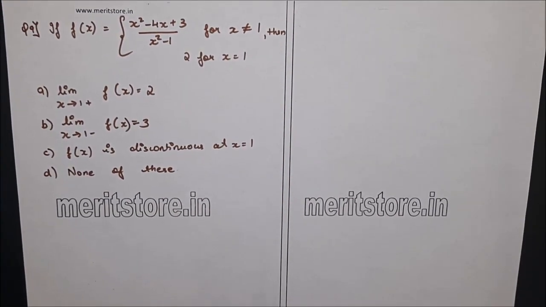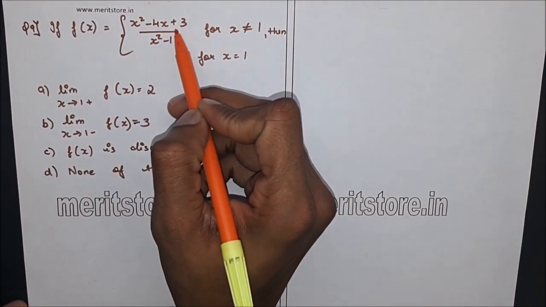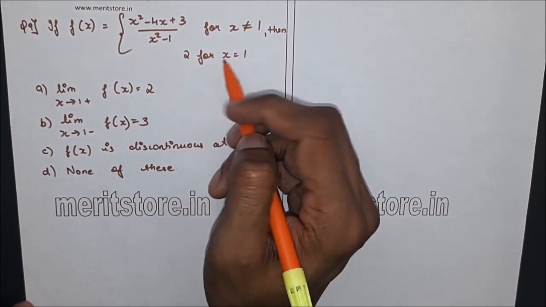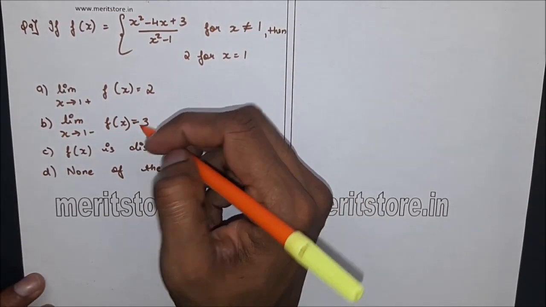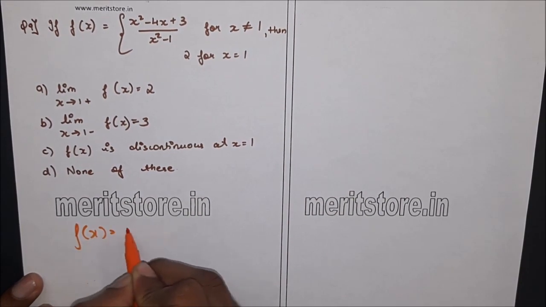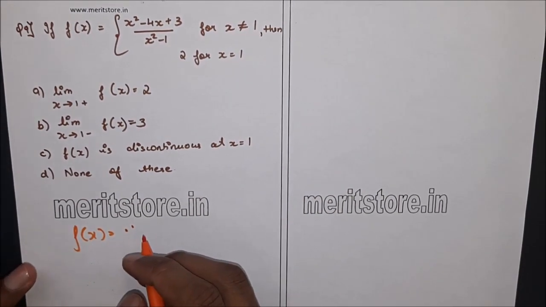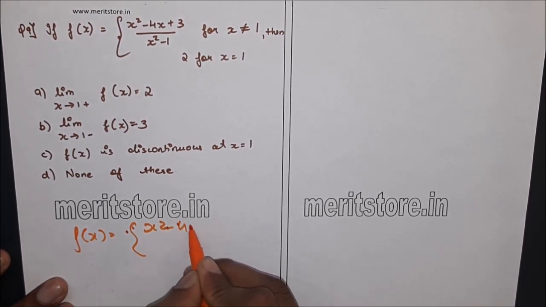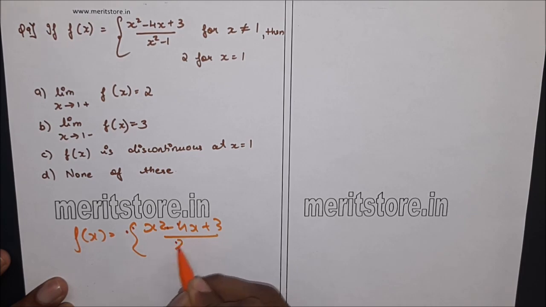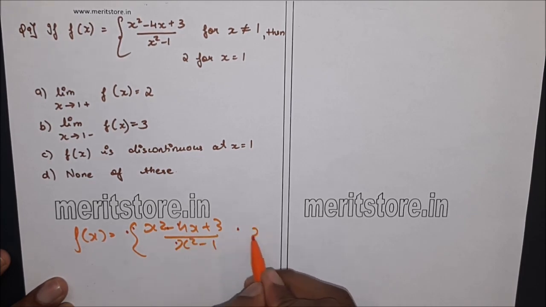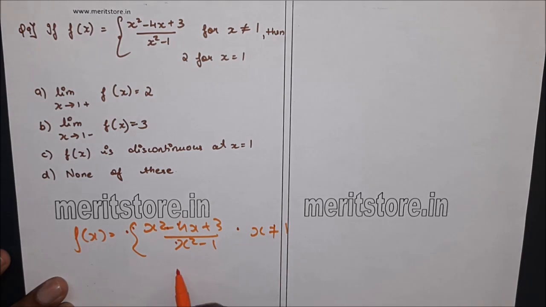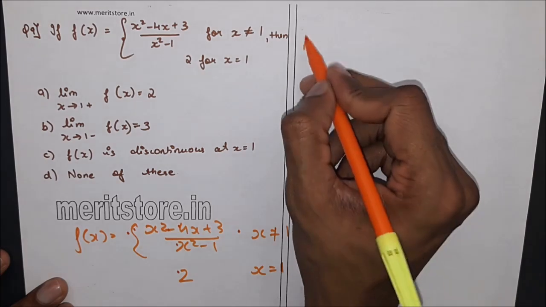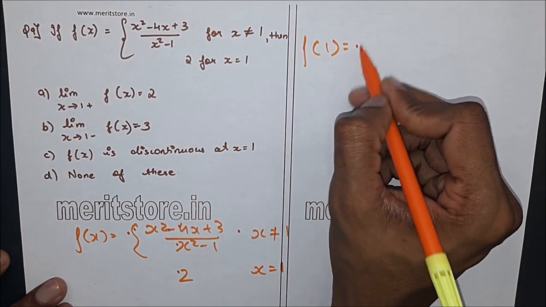Question 9. If f of x is equal to x square minus 4x plus 3 by x square minus 1 for x not equal to 1, and 2 for x equal to 1. Then we are given 4 options. We have f of x is equal to x square minus 4x plus 3 by x square minus 1 for x not equal to 1, and 2 for x equal to 1. So we solve for f of 1, which is equal to 2.